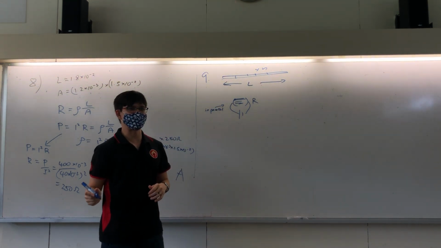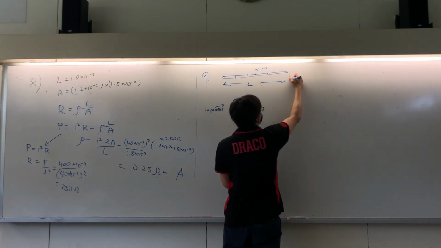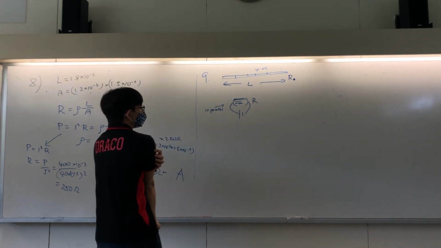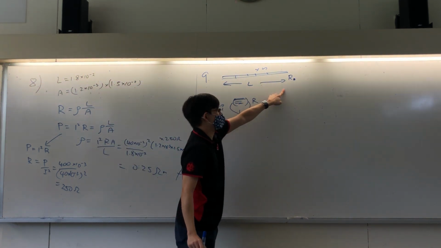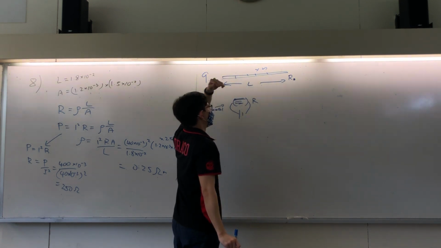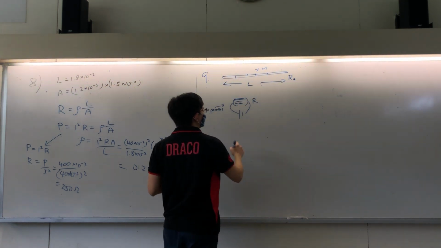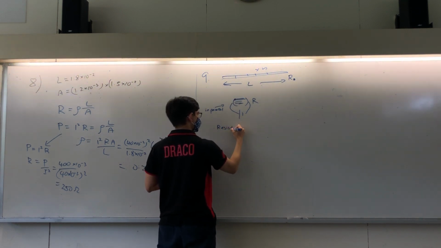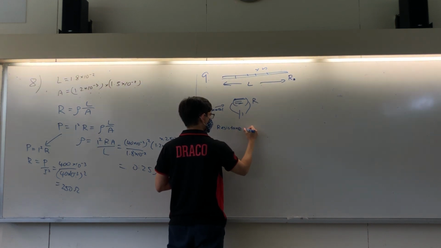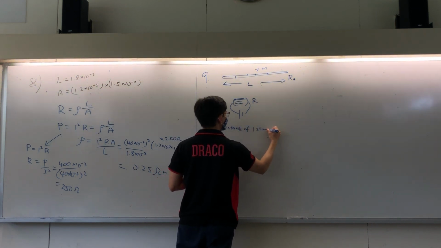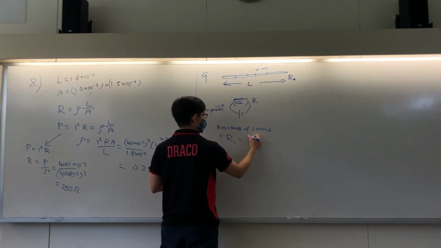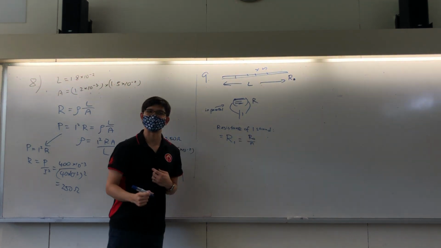Okay, let's write a few things. Let's call the resistance of the original wire R naught. So, if the original resistance of the wire is R naught, and I cut it into n parts, then the resistance of one strand we can calculate. It is just R naught divided by n, the number of resistors that I have.